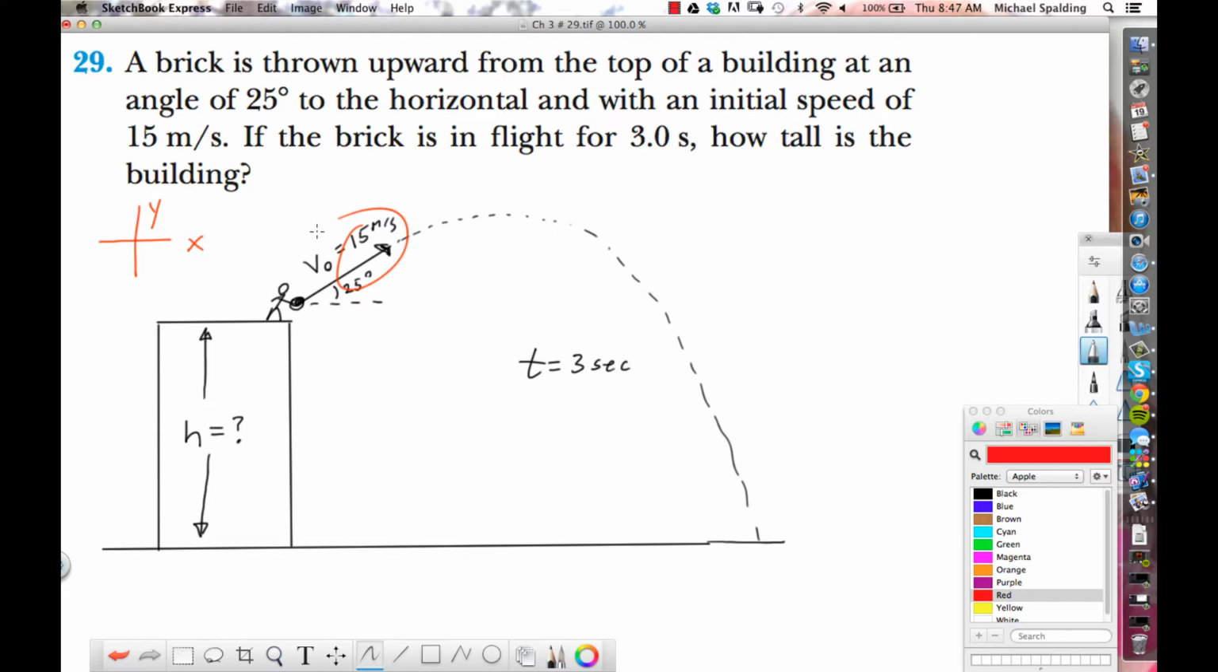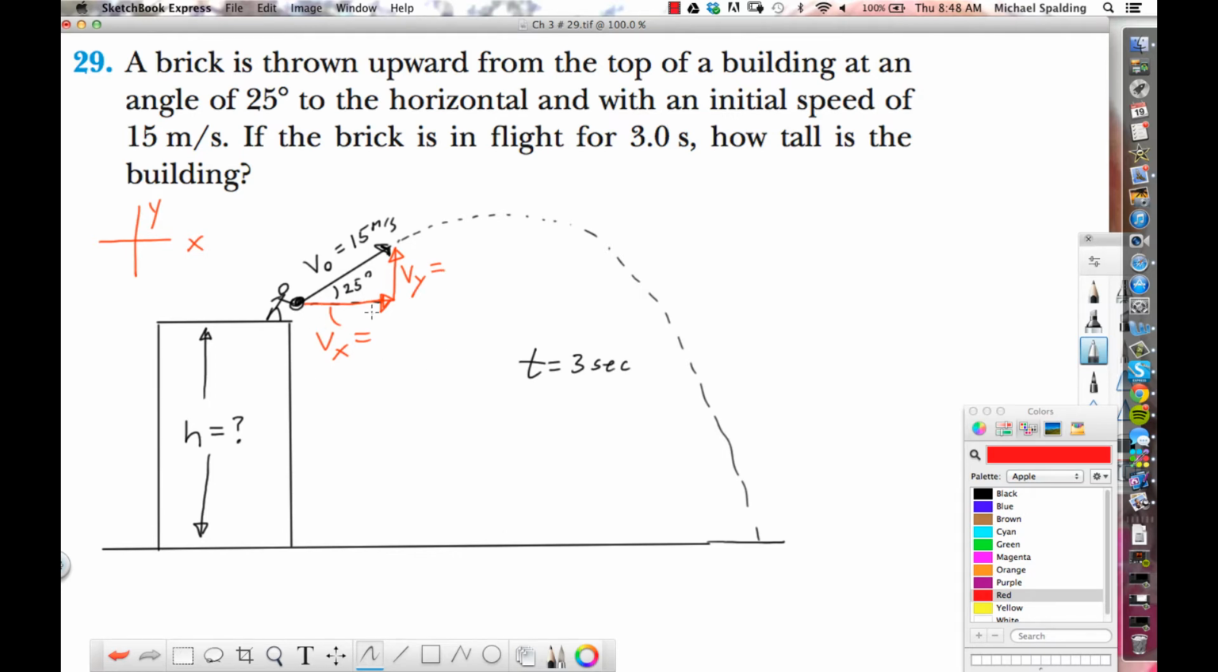So what do we have to do to it? Break it into, what's the word? Components. You got to break it into its x and y components. So here we have, I'm going to do this in red. This represents the x component of the 15 meters per second. This represents the y component. How do we solve for the x component and the y component? With trig, sine and cosine.